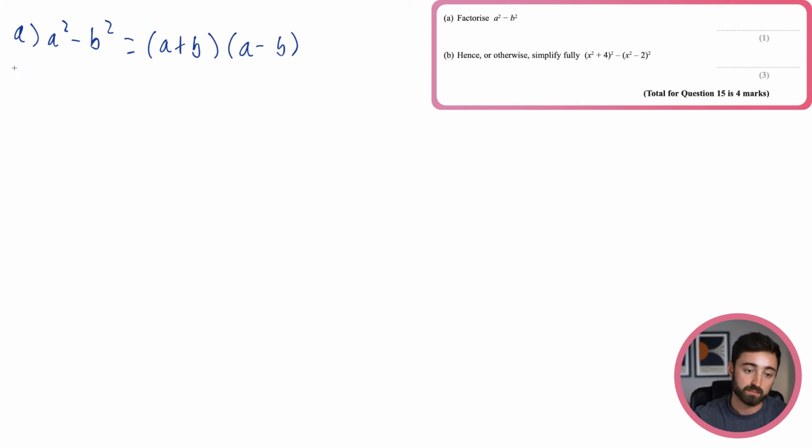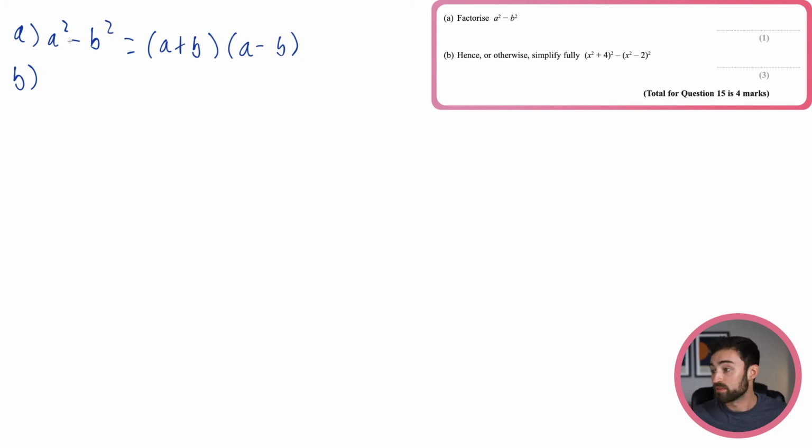Simple mark. Okay, part B. Hence or otherwise simplify fully that thing that looks absolutely disgusting. The most important word here is hence. Nothing else matters, right? Hence. What does the word hence mean? It means use the thing that you have just done. In other words, we are going to be using this thing here to solve this or simplify this.